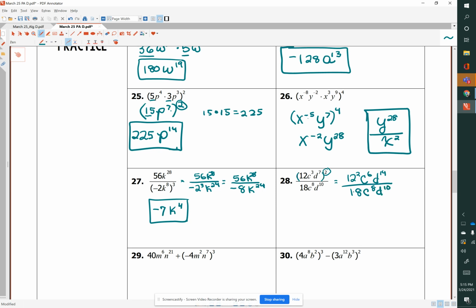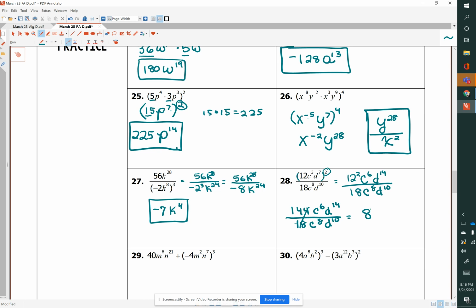So I can simplify 12, well, first I have to evaluate 12 squared. So 12 squared is 12 times 12, which is 144, c 6, d 14, divided by 18, c 8, d 10. So 144 divided by 18 is 8. So this cancels and becomes 8.